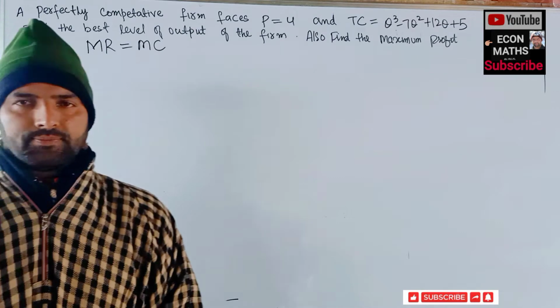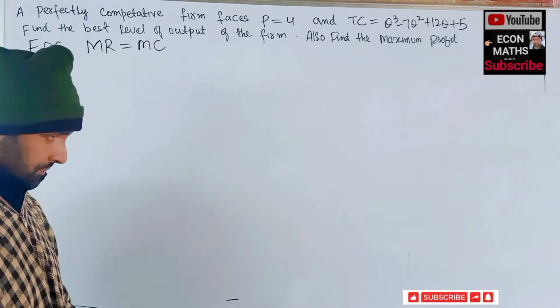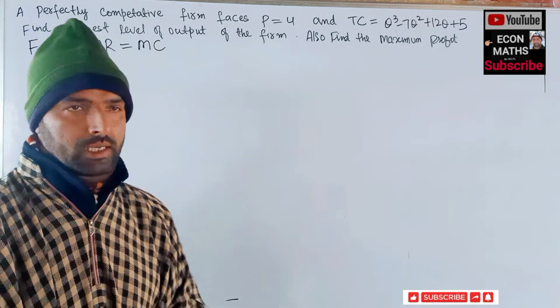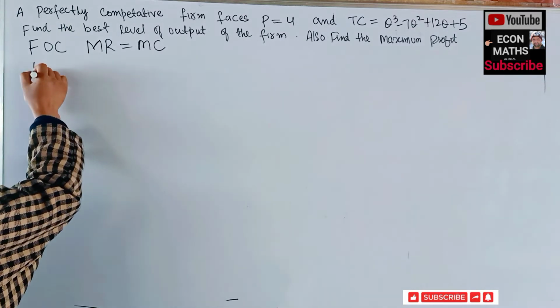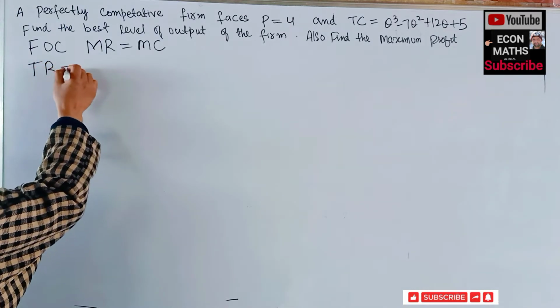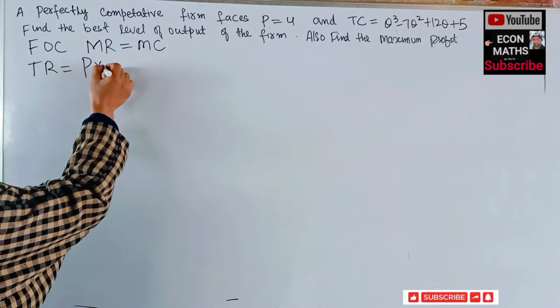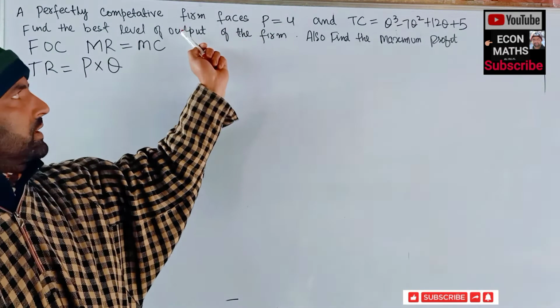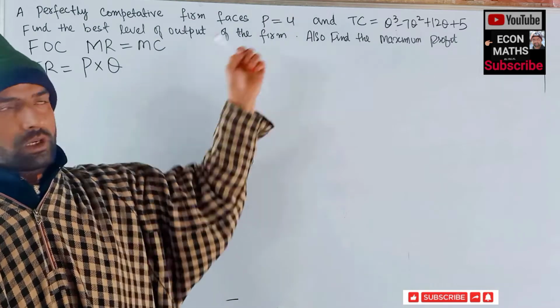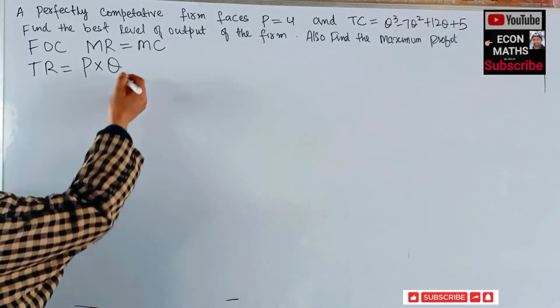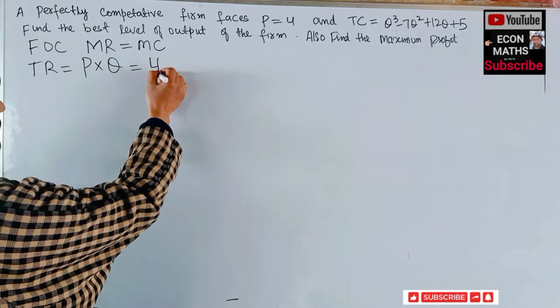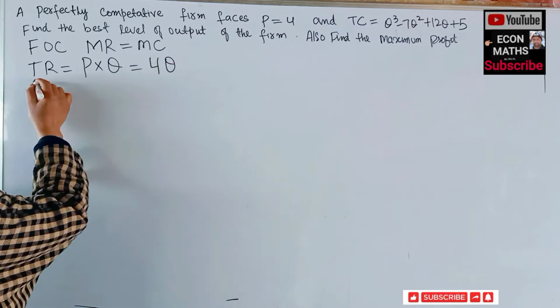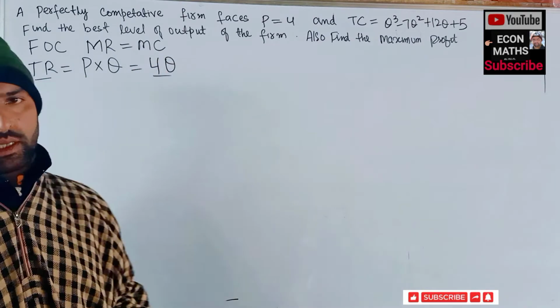First of all, we will find the total revenue. Total revenue is simply price times quantity. Our price is given, the firm is facing P equal to 4, so this is equal to 4 times Q. So the total revenue of the firm is 4Q.